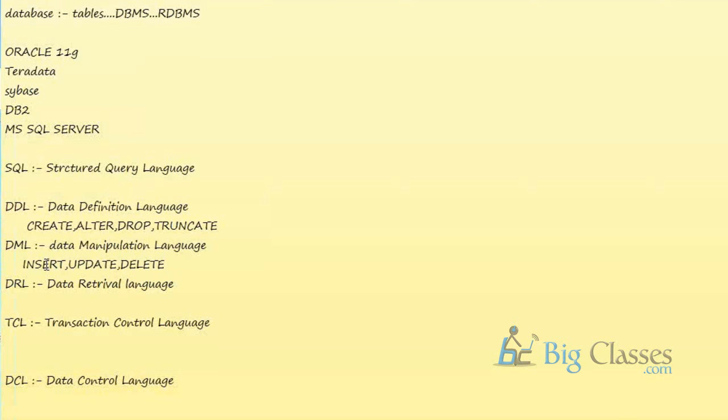Update is used to update the information in the table. Delete is used to delete a row from a table. So these are all the different DML statements which we use.